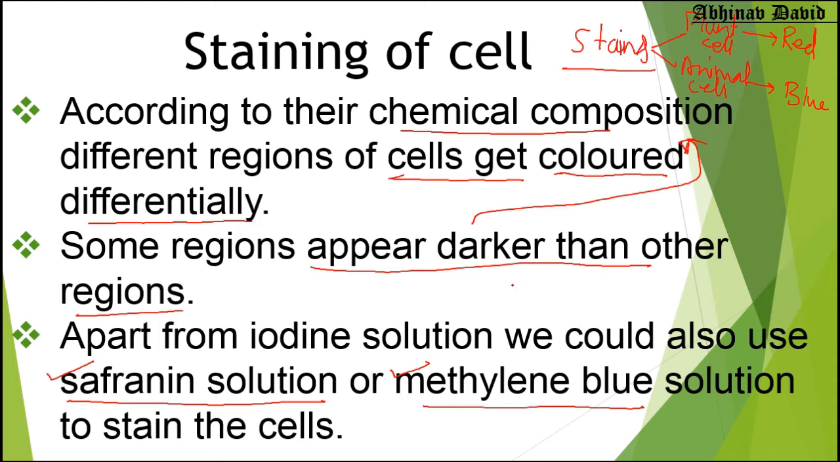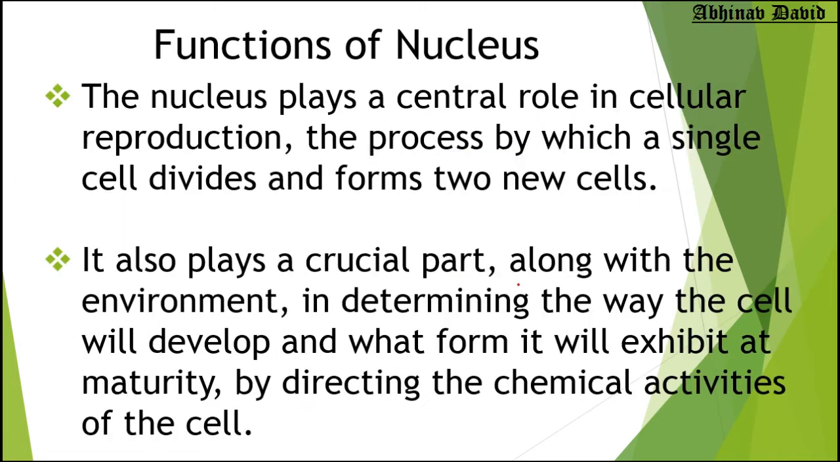Now let us move to the next topic, that is functions of the nucleus. So what are the different functions of the nucleus? I have already told you that the nucleus is called the control center of the cell. It controls the different activities of the cell. We have also studied that it consists of chromatin, which contains DNA, and this DNA is very important because it contains the information, and that information can be passed from one generation to the next generation.